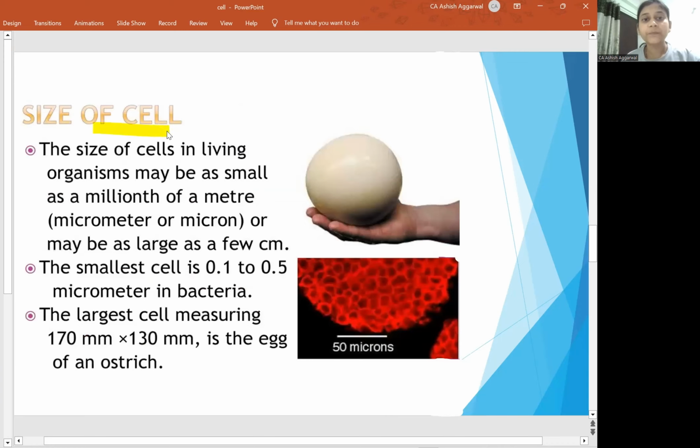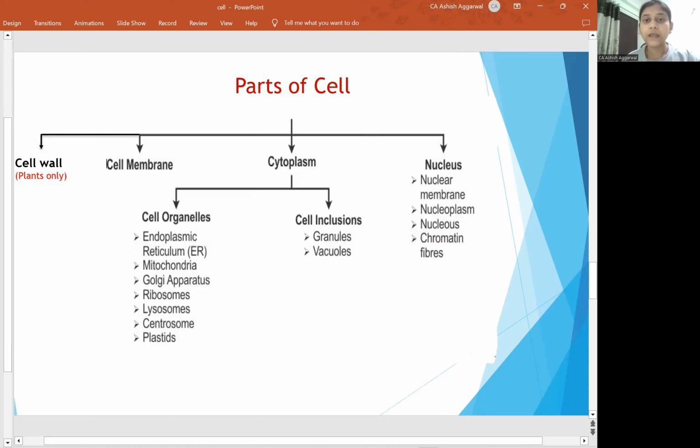Size of cells can vary from small micrometers to as large as a few centimeters. The smallest cells are observed in bacteria, ranging from 0.1 to 0.5 micrometer. The largest cell is the ostrich egg. As you can see in the diagram, this is the ostrich egg. It ranges from 170 mm to 130 mm.